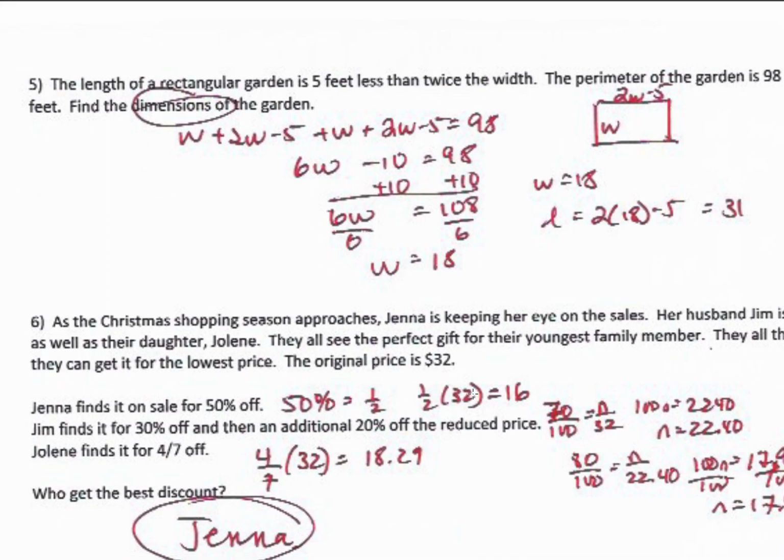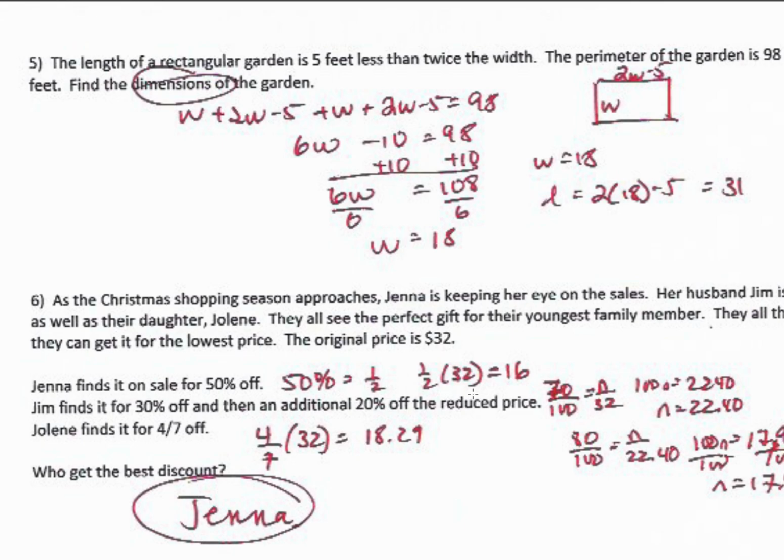Okay, number 5. Length of a rectangular garden is 5 less than twice the width. Perimeter is 98. As we've taught throughout the year, two things are very important to pay attention to here. The equation itself is kind of routine. Number one, always draw the picture. It makes it easy. And number two, what are they asking for? In this case, the dimensions, which means they want the length and the width.